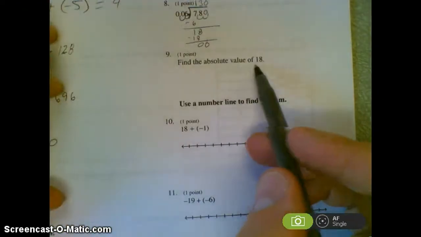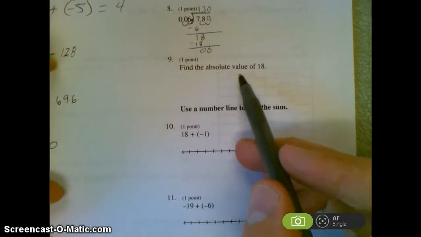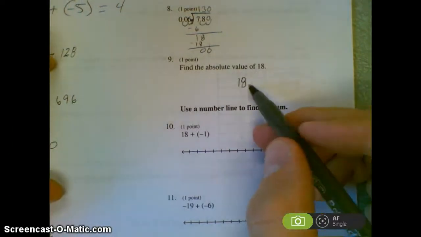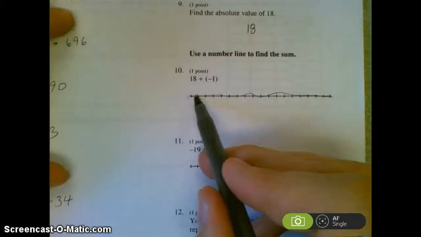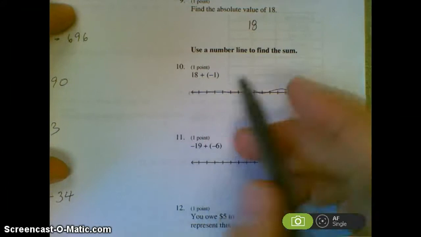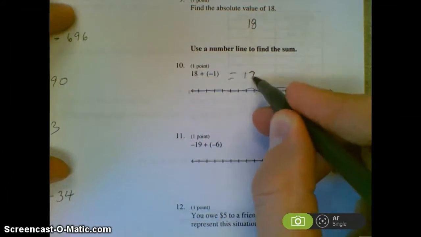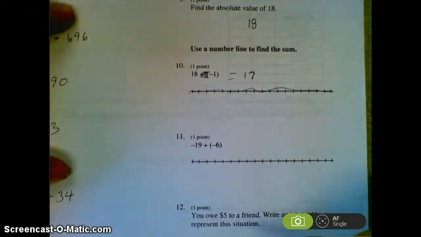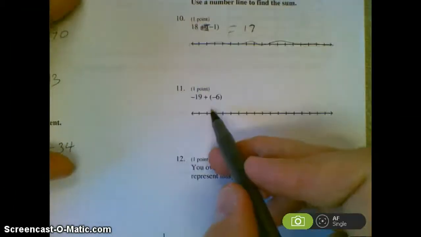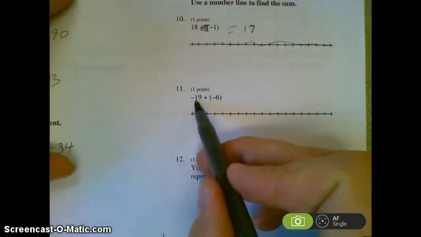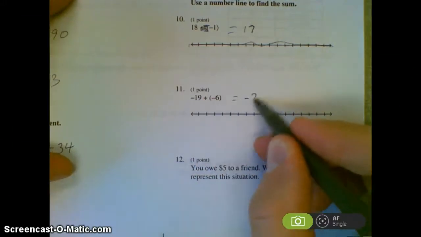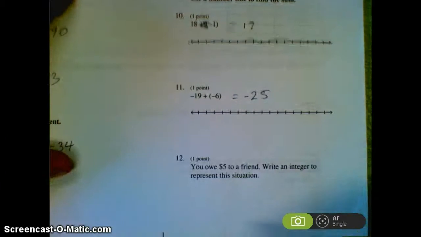Number 9, absolute value is the distance from 0 on a number line. So 18 is 18 units from 0 on the number line. I wasn't really concerned about you using this number line here. 18 plus negative 1 is a positive 17. It's just like subtracting. 18 plus negative 1 is exactly the same as 18 minus 1. 19 plus negative 19 plus negative 6. I've got 19 negatives. I add another 6 negatives. That means I have 25 negatives.